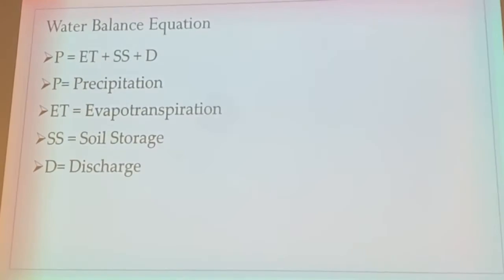So we have a water balance equation. Anyone in wildlife and fisheries? Anyone in forestry? Interested in forestry? Environmental studies?